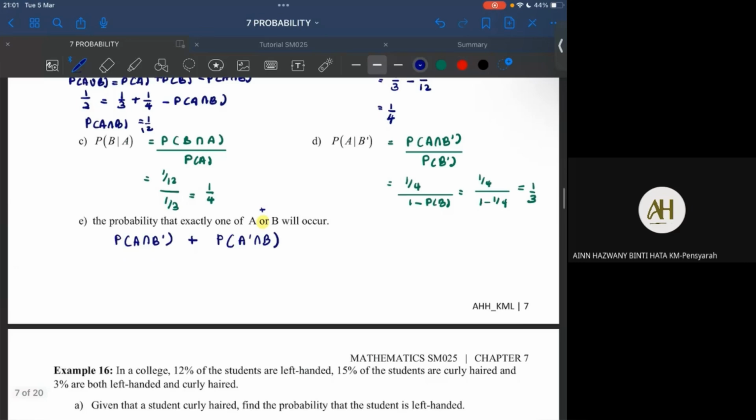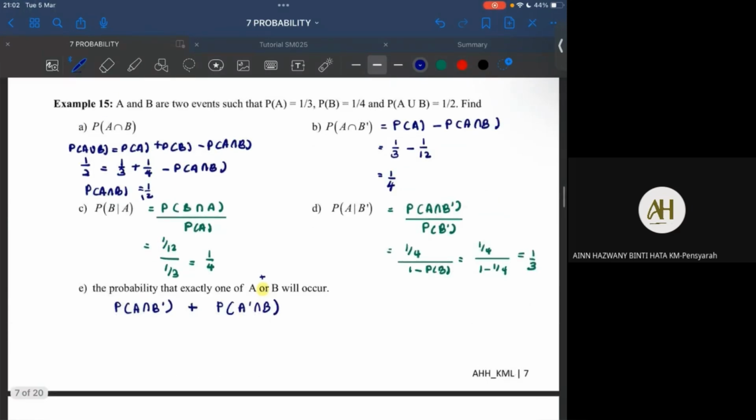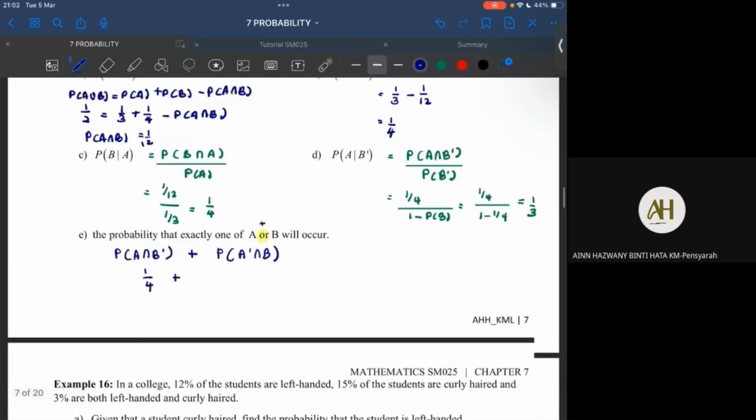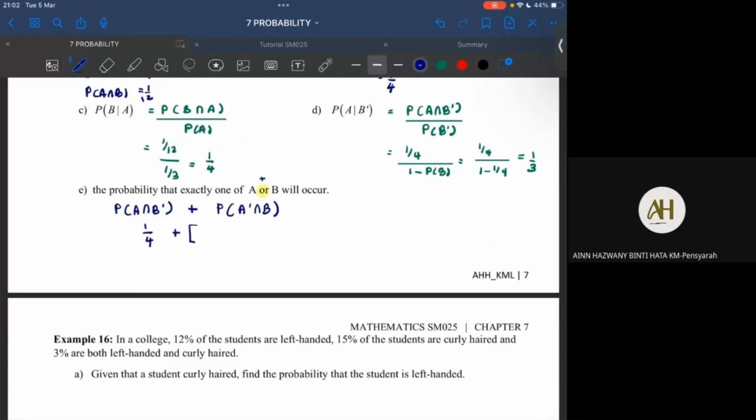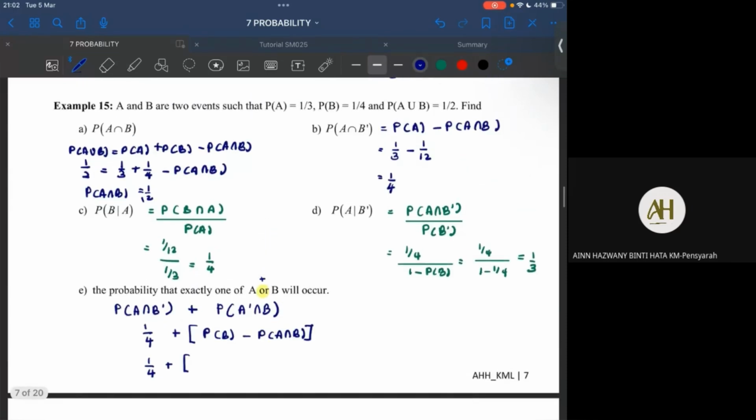So, P(A intersect B prime) kita dapat daripada soalan B, 1/4, plus yang ni boleh carilah. So, sebab dia not A, so kita ambil B sahaja. So, P(B) minus P(A intersect B). So, 1/4 plus, 1B ialah 1/4 juga. P(A intersect B) daripada soalan A 1/12. So, we have 5/12.